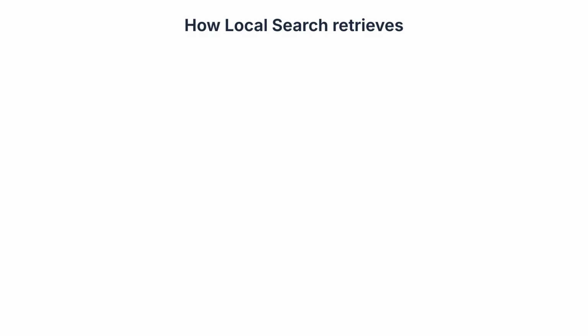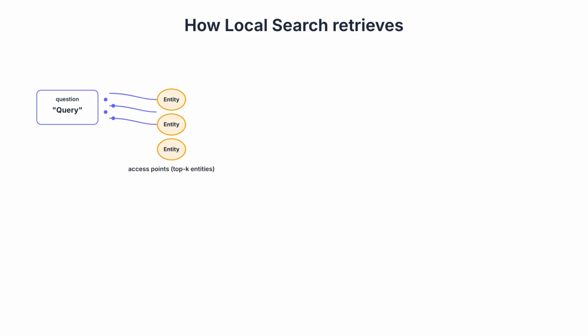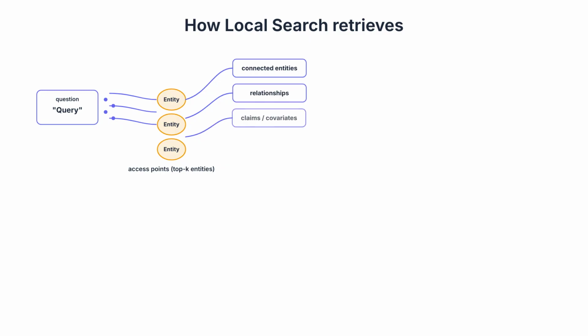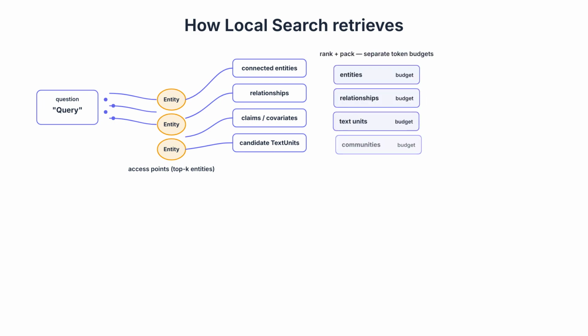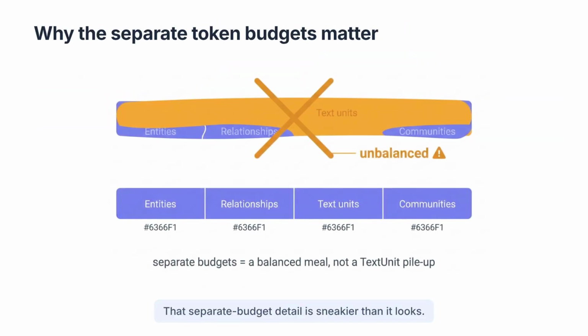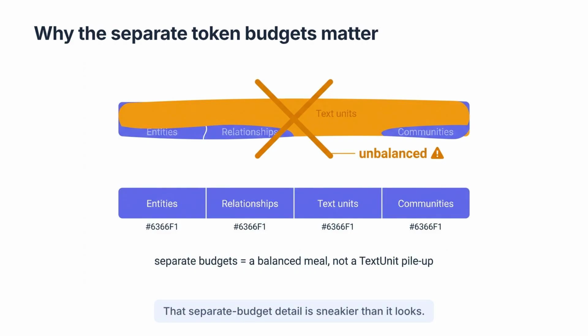Here's the local search machinery. We embed the question and cosine match it against entity description embeddings to find the top entities, our access points. From those anchors we fan out to connected entities, relationships, claims, and candidate text units. We rank everything and pack it using separate token budgets per category, so nothing crowds the others out. Then the LLM answers.